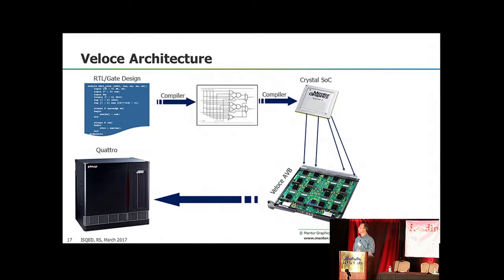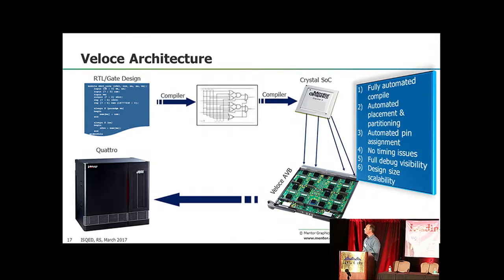All right, so the architecture. You take your RTL or your gate level design, you synthesize, place and route, pin assignments. It handles all the timing, your chip to chip, your board to board, your chassis to chassis. It handles all that for you, but it lands on the Crystal SoC. This is not a standard Xilinx or Altera FPGA. This is a Mentor designed and built product. Each one of those crystals goes on this board. That's the AVB there, and then you take that board and stuff it in the chassis, and then you can string chassis together.